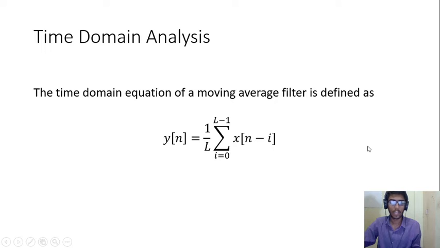So let us see the time domain analysis. The time domain equation of the moving average filter is defined as y[n] = (1/L) summation i = 0 to L-1 of x[n-i]. This means we are taking the time samples starting from x[n], the present time sample, till L-1 samples back from this input sample, summing them up and taking the average, multiplying by 1/L.